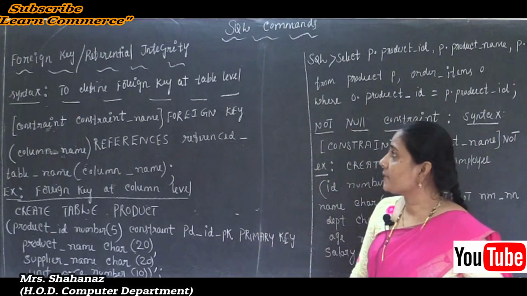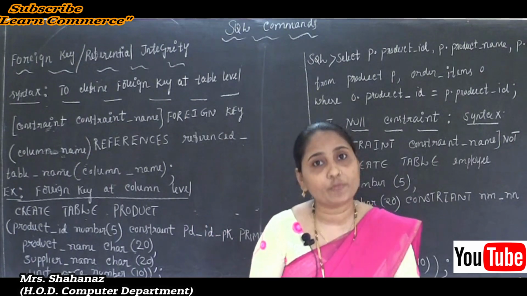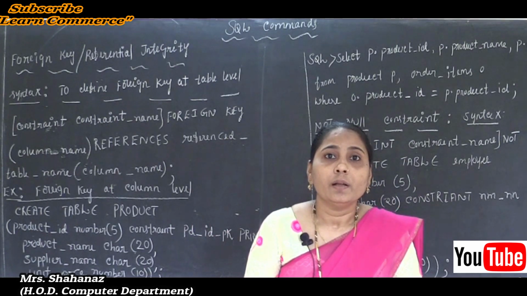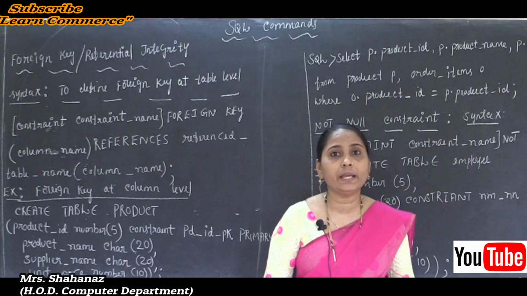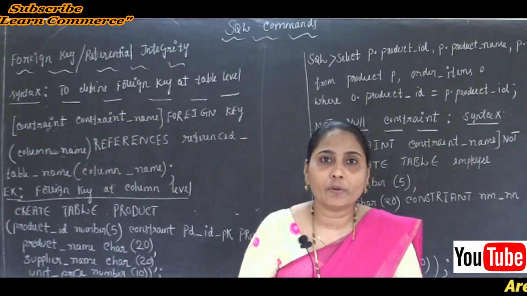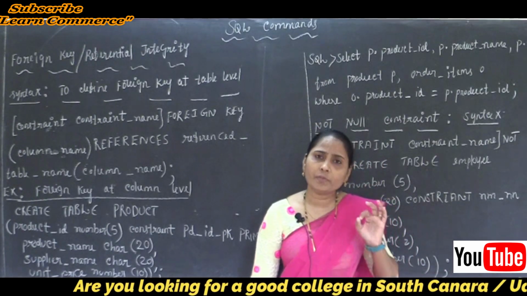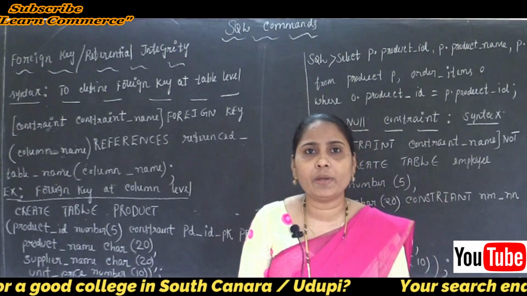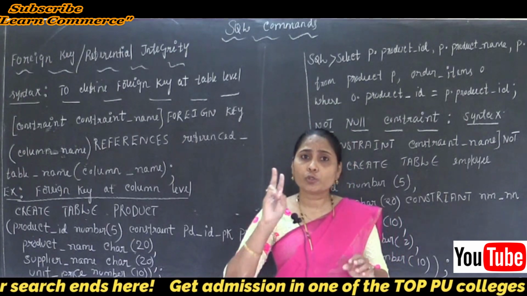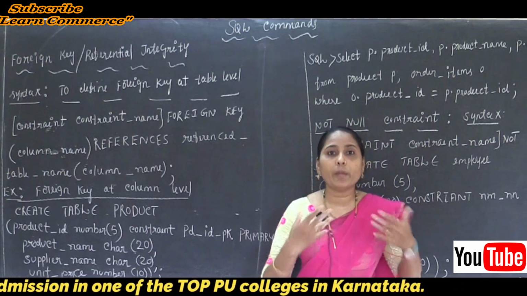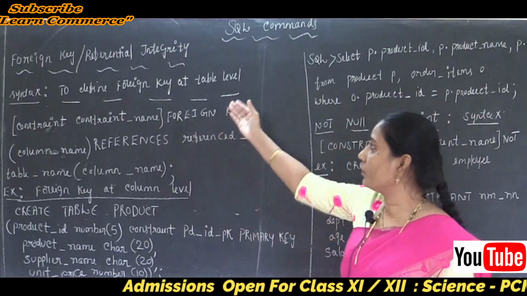In our foreign key, or referential integrity, this constraint ensures that any column references the primary key in another table. Maybe some doubt, why? Because I said any column referencing the primary key in another table. In a simple way, we can say that it establishes the relationship between two columns in the same table, or between two columns in different tables. So this is the meaning of the foreign key.